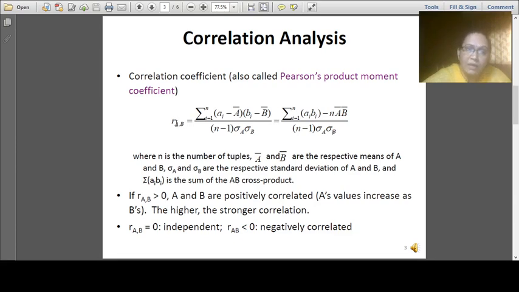If the value of r_AB is 0, it means these two attributes are completely independent of each other. There is no dependency or relation between these two attributes. For example, you can consider the marks and the height of a student. There is no relation between marks and height, so these two attributes are completely independent. But there can be a relation between height and weight. So this value is always between -1 and +1. And suppose the value is 1, it means they are completely dependent on each other.